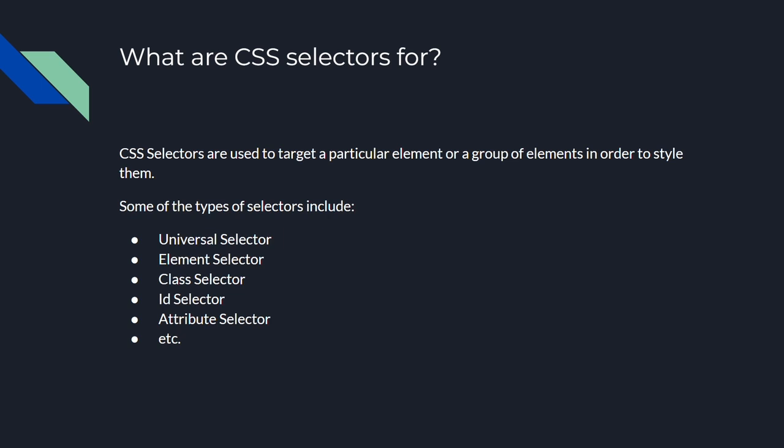Okay, so what are CSS selectors used for? CSS selectors are used to target particular elements or groups of elements in order to style them. And some of these selectors include universal selectors, element selectors, class, ID selectors, attribute selectors, and there are more selectors. So let's check it and see how it works.